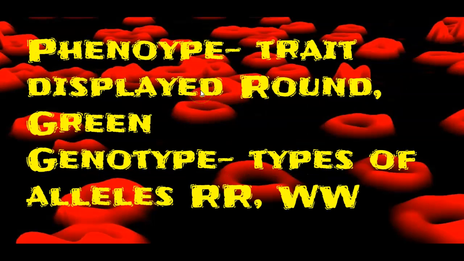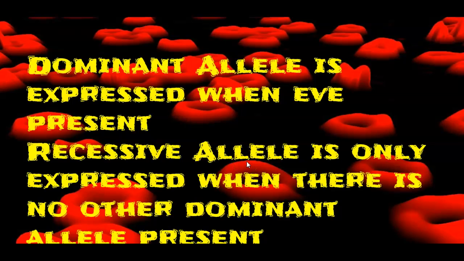And then phenotype is the trait that's displayed. Whatever you look at, whatever you see, is going to be your phenotype. Genotype is the type of alleles, right? The letters that you have. Dominant is the allele expressed when it's present. That means two uppercase or an uppercase and a lowercase. The dominant gene shows up, whatever that trait is. And then recessive only when two of those are present.